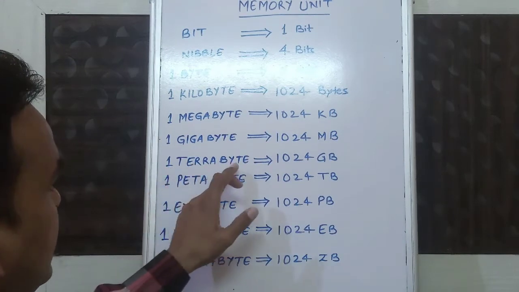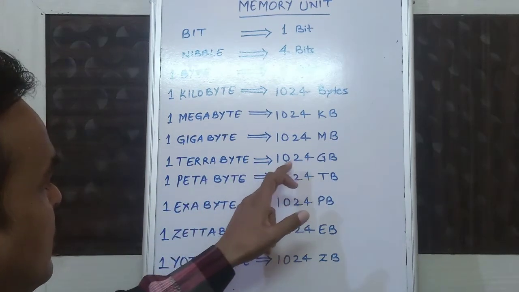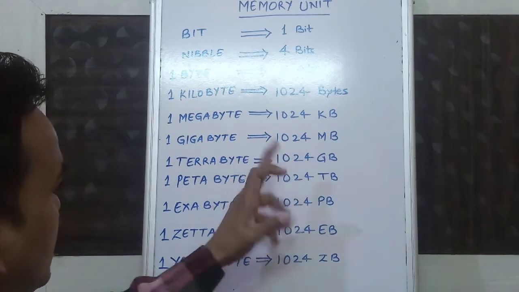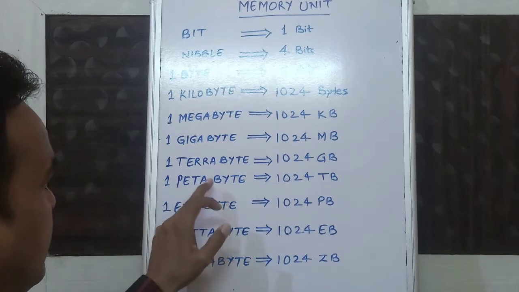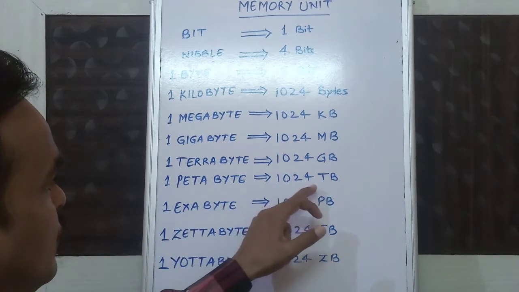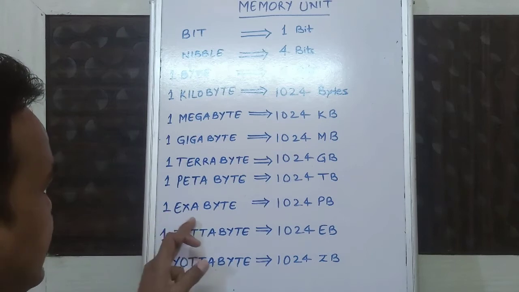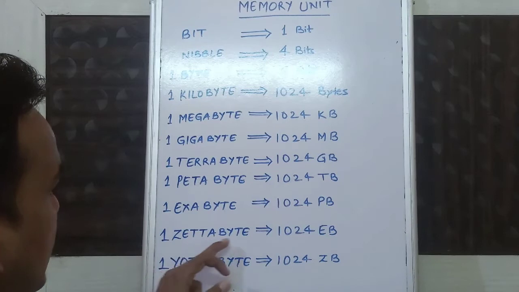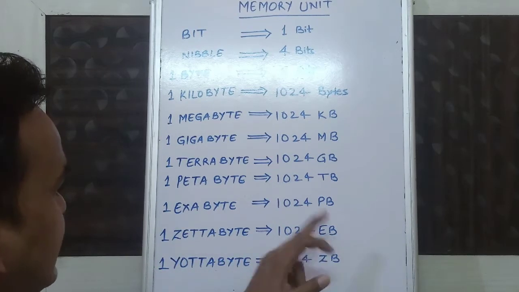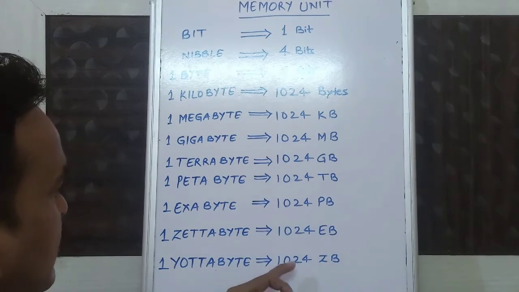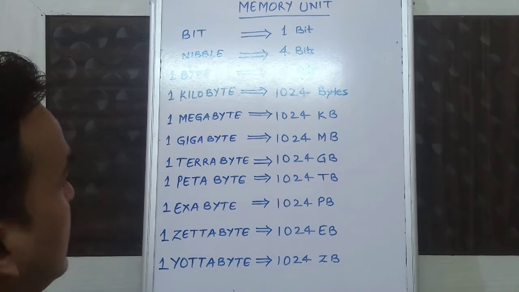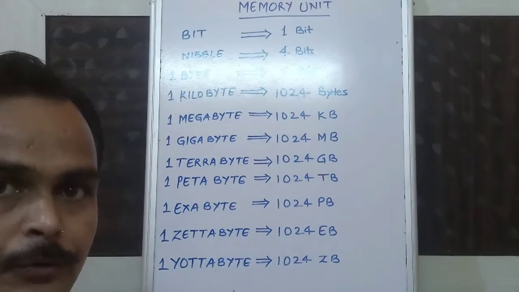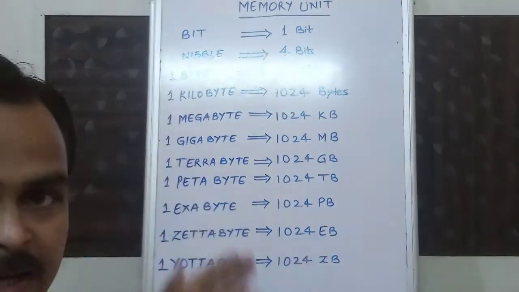Next one is 1 terabyte. So terabyte is basically a combination of 1024 gigabytes, or it is equivalent to 1024 gigabytes. 1 petabyte is equivalent to 1024 terabytes. 1 exabyte is equivalent to 1024 petabytes, and 1 zettabyte is equivalent to 1024 exabytes, and 1 yottabyte is equivalent to 1024 zettabytes. So these all are the storage units from the beginning to the latest one.